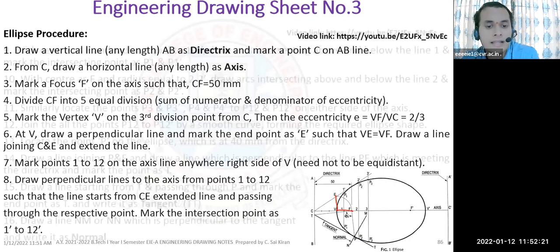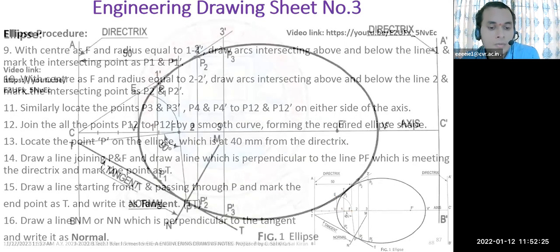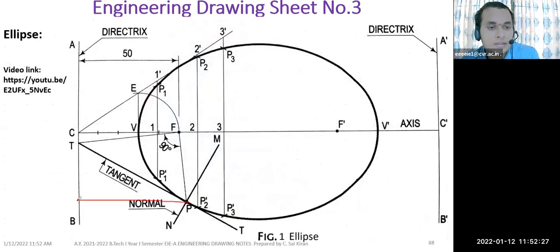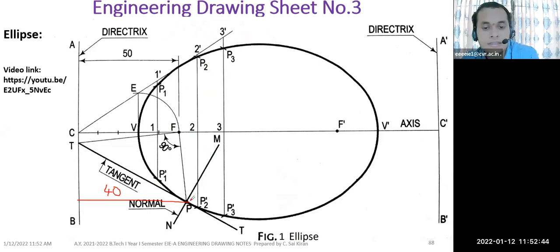They will ask you to draw the tangent and normal. So what you have to do is locate this distance. You have to measure the distance in such a way that it is given in the problem. Suppose it is 40 mm. So you have to keep your drafter scale here and measure 40 mm, and where the 40 mm is cutting this ellipse or any conic section, mark the point here.